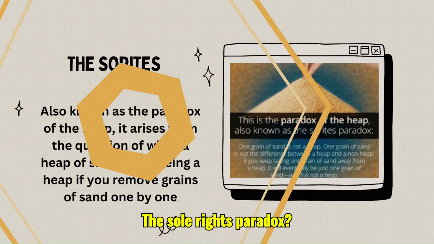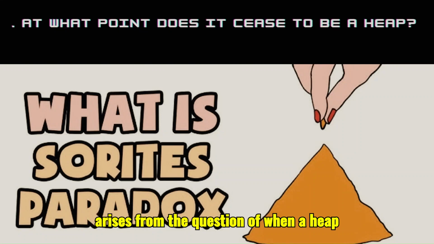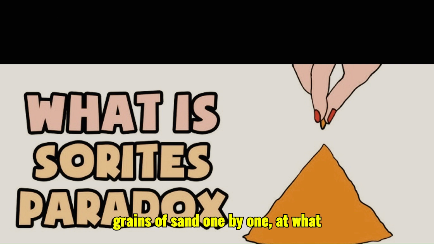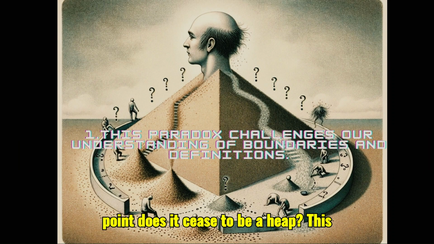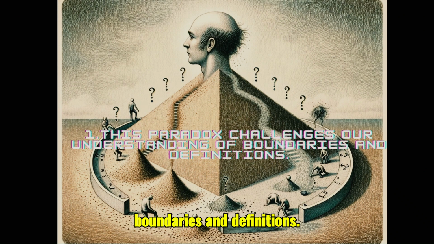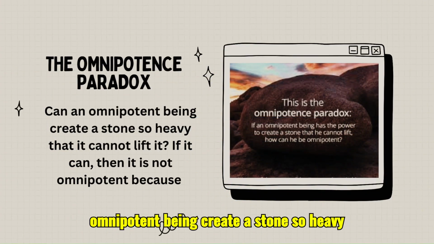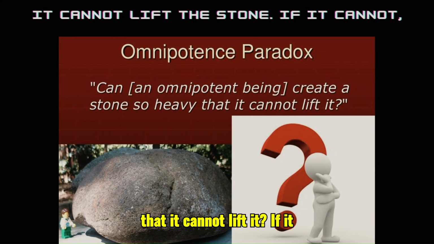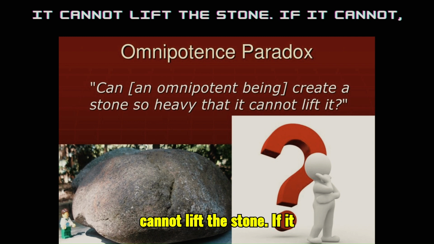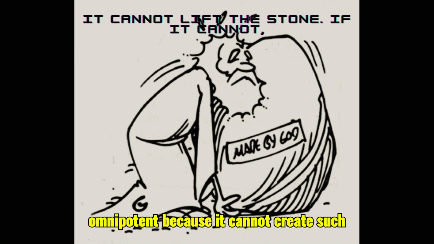7. The Sorites paradox. Also known as the paradox of the heap, it arises from the question of when a heap of sand stops being a heap if you remove grains of sand one by one. At what point does it cease to be a heap? This paradox challenges our understanding of boundaries and definitions. 8. The omnipotence paradox. Can an omnipotent being create a stone so heavy that it cannot lift it? If it can, then it is not omnipotent because it cannot lift the stone. If it cannot, then it is also not omnipotent because it cannot create such a stone.